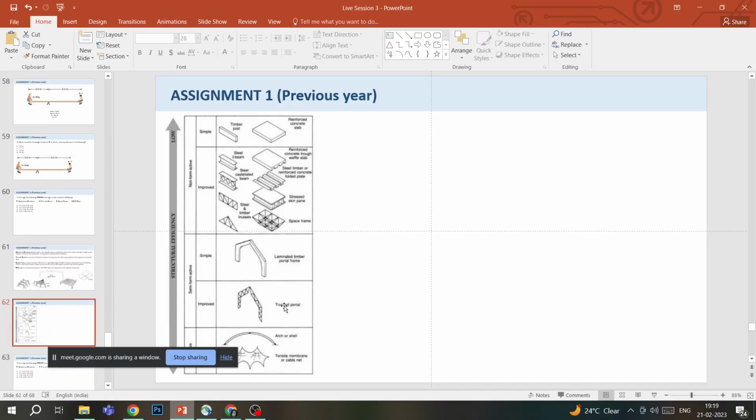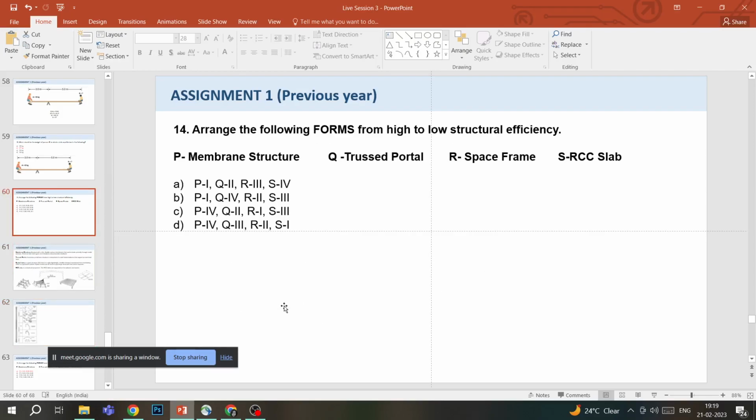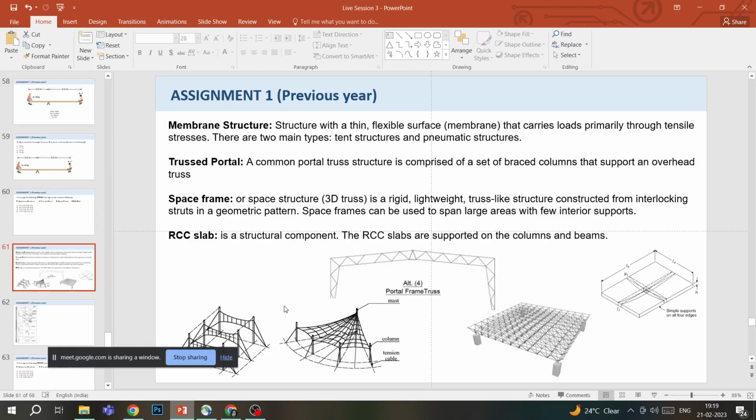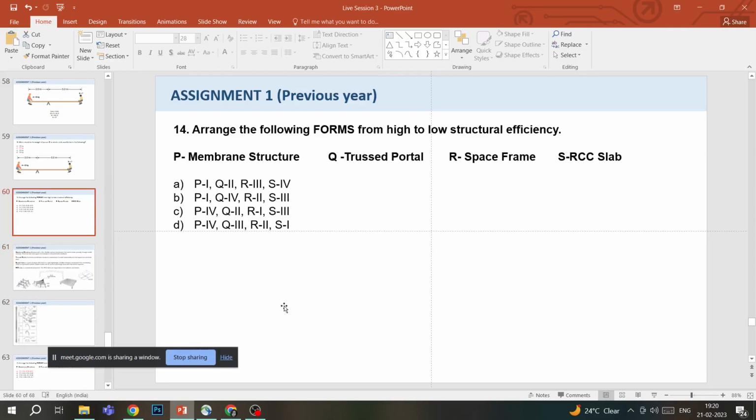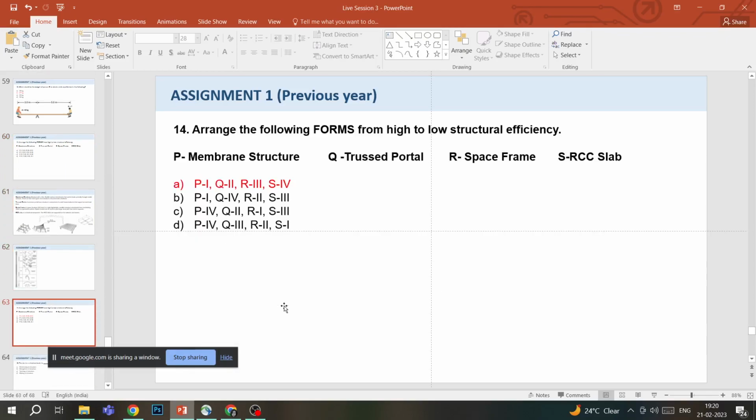So again, going back to this image, we know that form active structures have high structural efficiency, and non-form active structures have low structural efficiency. And in our question, membrane structure would go in form active, truss portal would go in semi-form active, space frame would again go in semi-form active, and then RCC slab. And because we know truss portal is an improved kind of semi-form active because the columns are also braced, as you can see in this image, the correct order would be P, Q, R and then S. So the correct answer is A, P1, Q2, R3, S4.